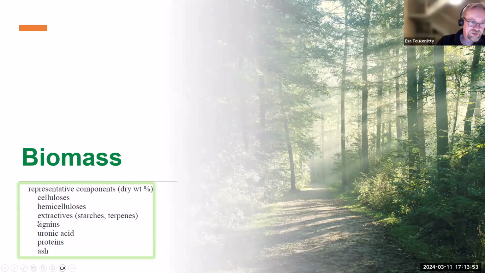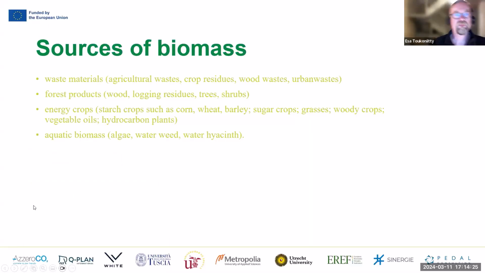But in short, chemistry-wise there is quite a large collection of different types of chemicals, and their relative amounts vary based on what type of biomass we are dealing with. So the amount of cellulose, lignin, and so on, their percentage varies from case to case. Here, this I took from the course book.